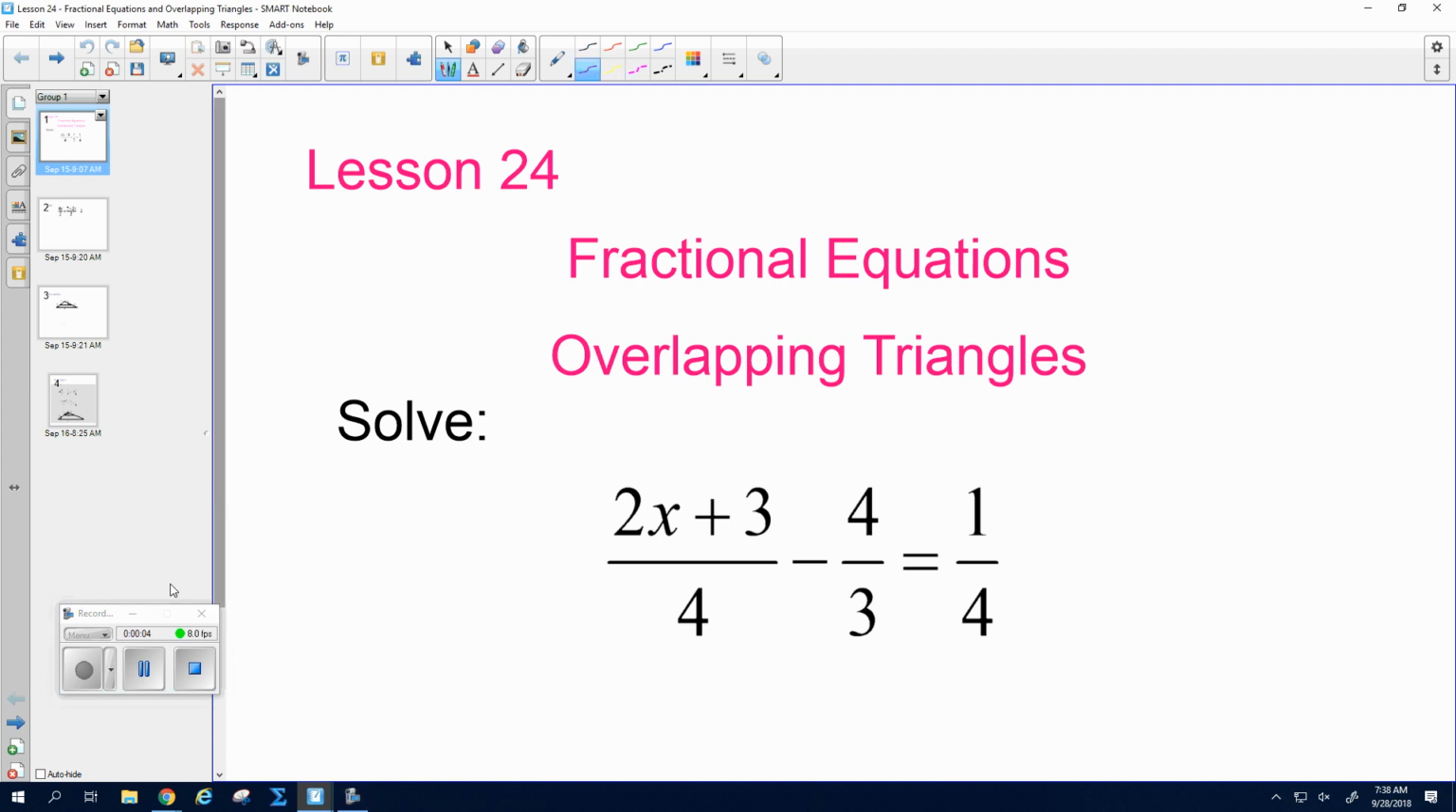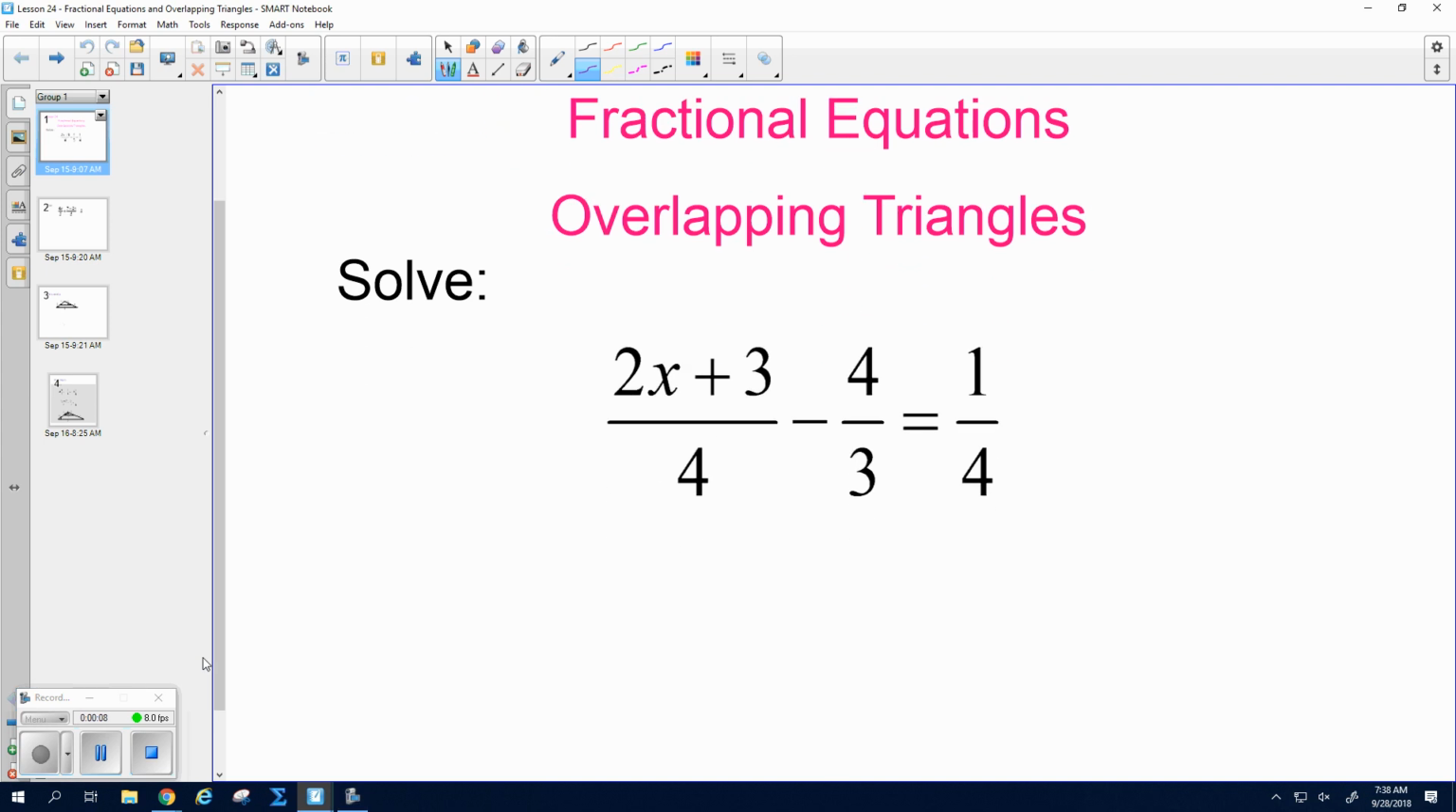All right, fractional equations and overlapping triangles. So go ahead and write this down. And we've kind of talked about this with clearing fractions. It's very similar. All right, so you look at all your denominators.